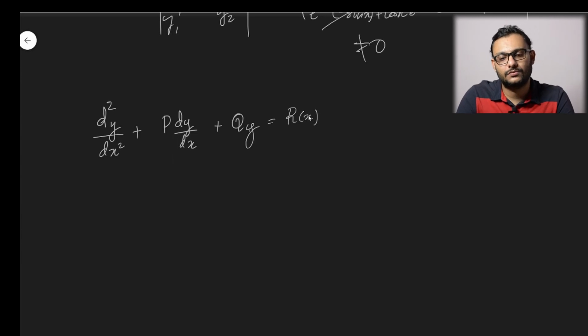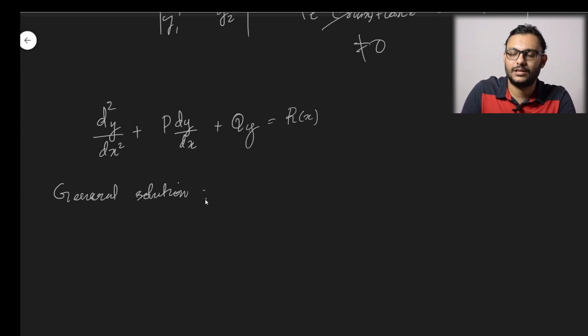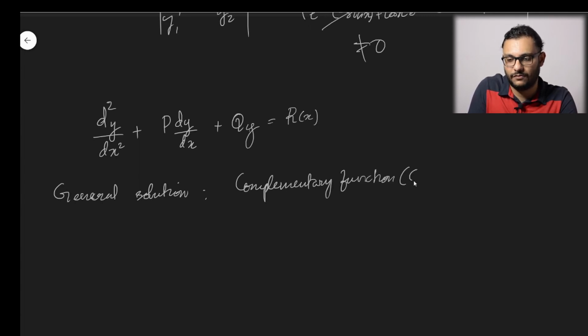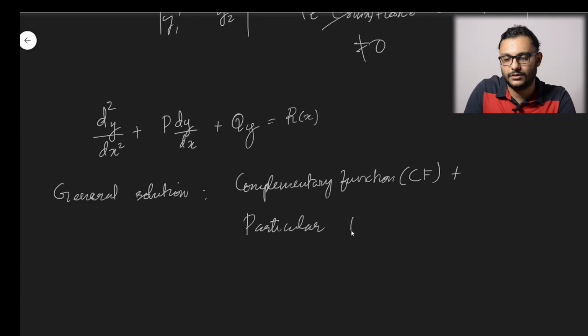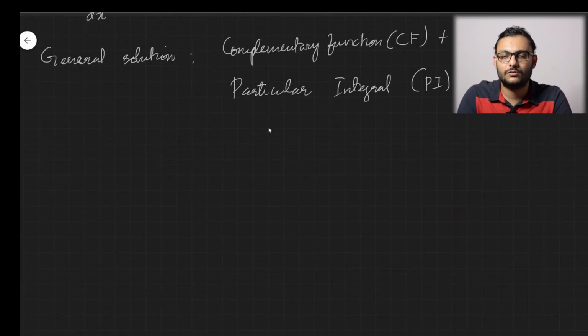Now, the general solution of this kind of differential equation will involve two terms. So, the general solution of this differential equation is two terms known as complementary function, or CF, plus particular integral, or PI. What is meant by complementary function and what is meant by particular integral? Complementary function is nothing but the solution of the homogeneous part of the differential equation given.